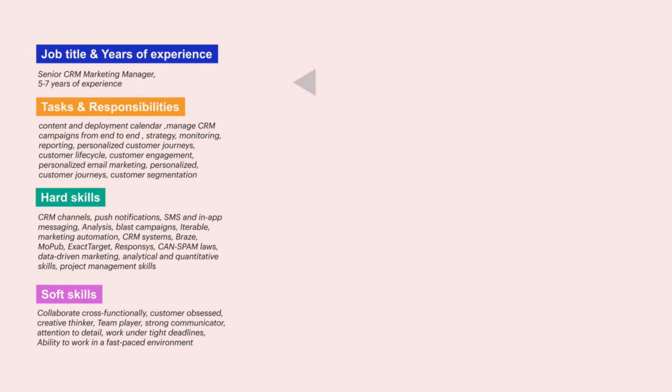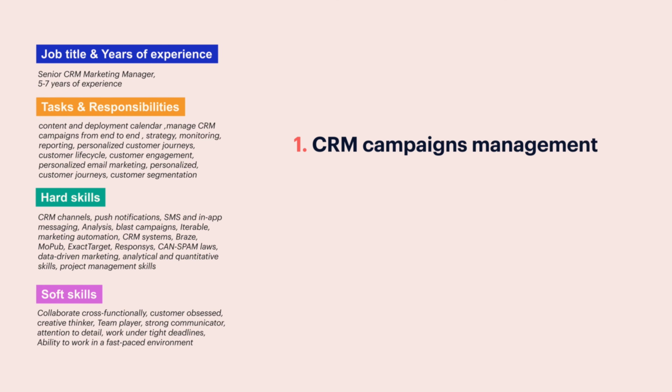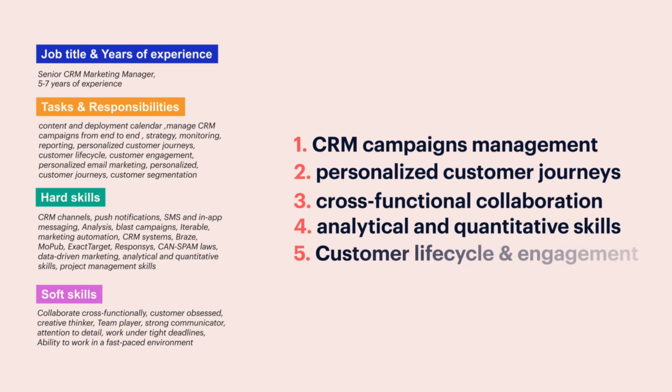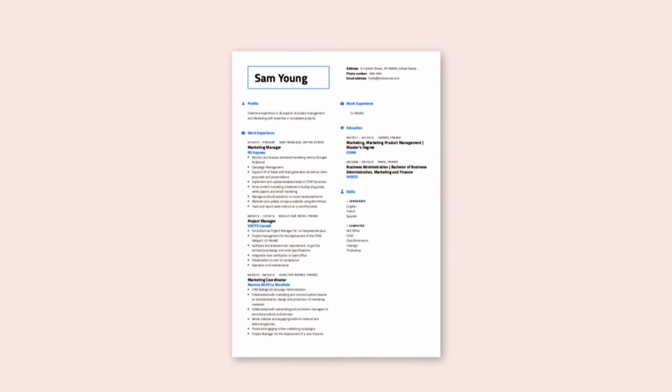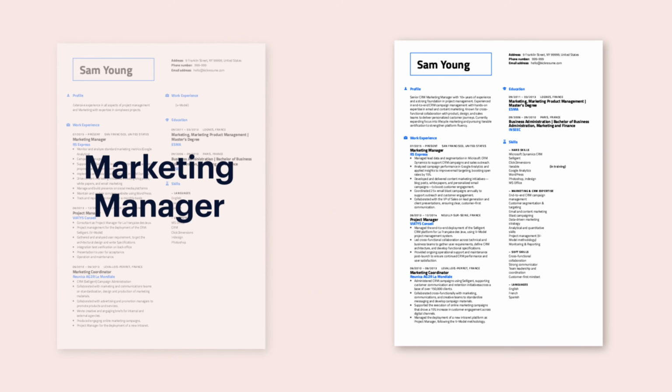Finally, you should read through what's already highlighted and make a list of the top 5 keywords or themes that either repeat more than others or you feel are the most important in the context. In our example job ad, I'd say that these are CRM campaigns management, personalized customer journeys, cross-functional collaboration, analytical and quantitative skills, and engagement.